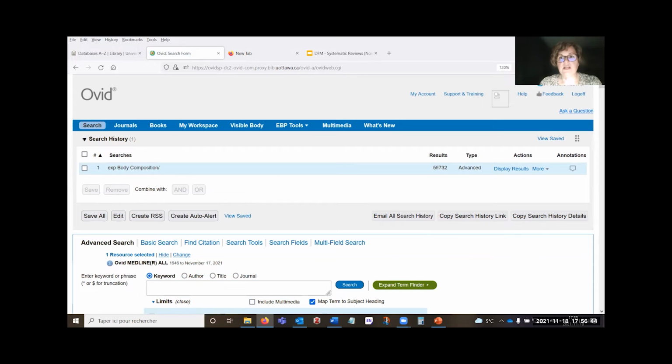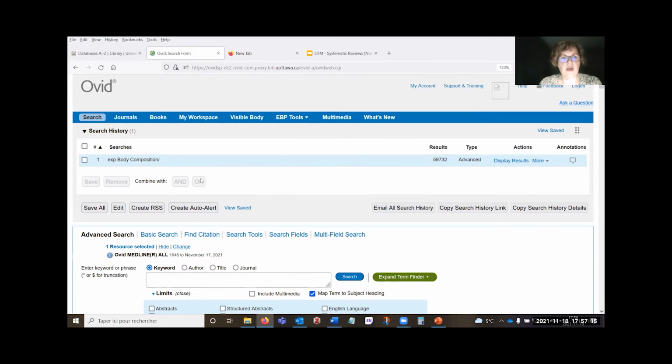So here it shows me that I have 59,000 articles that have body composition, but also these other additional terms. You see EXP. EXP means that I exploded body composition. It could be a bit strange because you don't see these other subjects here. We don't see adiposity, but they are included. So just so you know, they are included, even if you don't actually see them in the search, okay?